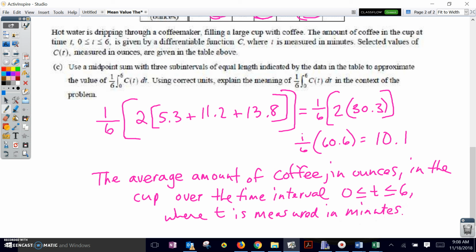And so when we see 1 over b minus a times the integral of some function, it's just the average value of that function. And that's how we're going to interpret the value of this, or the meaning of this, in the context of the problem.